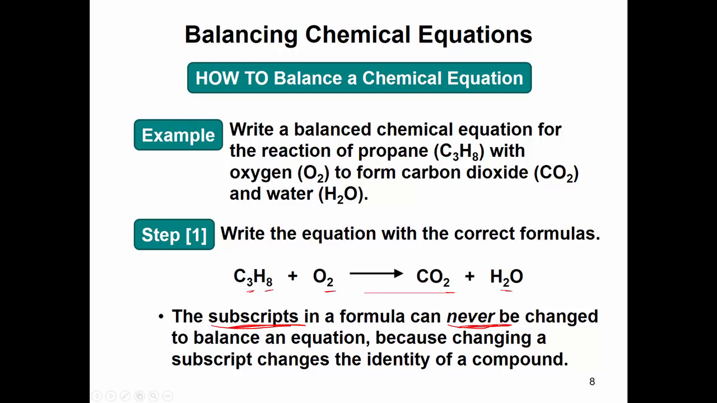The reason for this is that if you change subscripts, you change the formula completely. You're changing the identity of the compound. So if you change O2 to O3, well then now you have ozone. It's not oxygen anymore. So we're going to change coefficients, and coefficients are the numbers that go out front of the formulas.